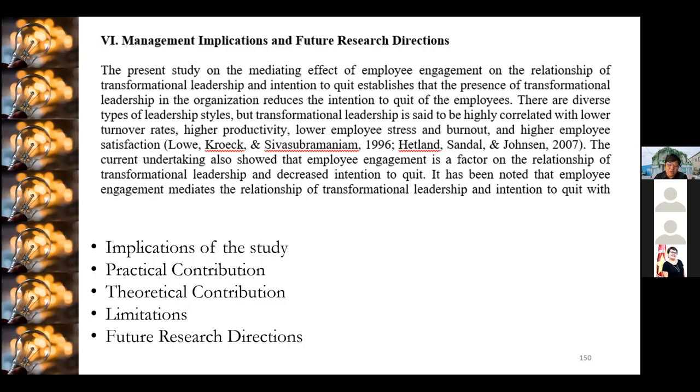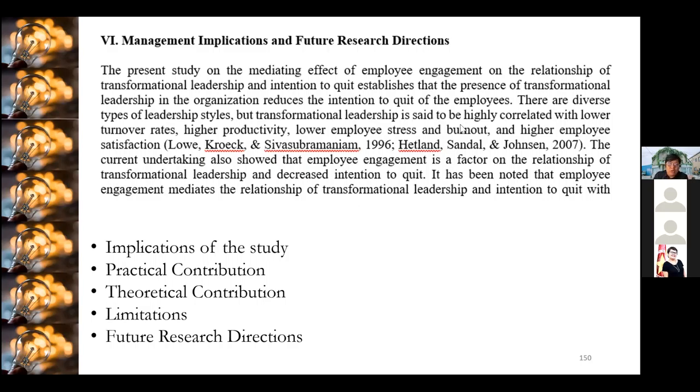Ano ba yung implications ng study mo? Ano yung practical contribution niya? What is the theoretical contribution? What is or are the limitations of your study? And what else can be done with that kind of topic? Okay? So these 5 things should be present, okay, in the conclusion aspect of your paper. So if you will be looking at it now, kapag ni-review ng reviewer ang ating paper, they are really scrutinizing every aspect of our paper. Okay?